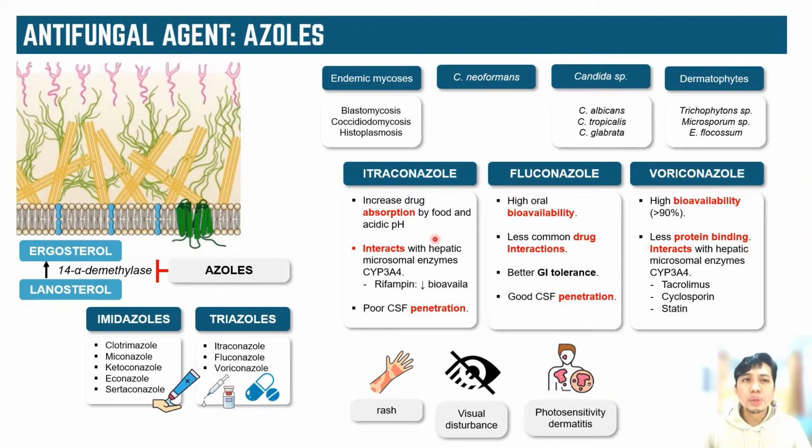Okay, what you need to know is that both of these two enzymes, squalene epoxidase as well as 14-alpha demethylase, are also present in human cells. Although human enzymes are less affected by these antifungal agents, there is still a potential for non-targeted inhibition, which can lead to adverse effects such as rash, visual disturbance, and photosensitivity dermatitis.